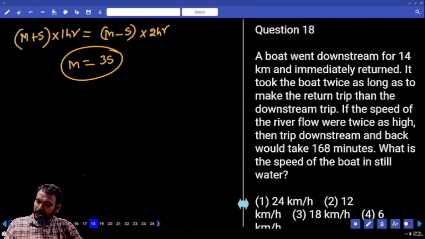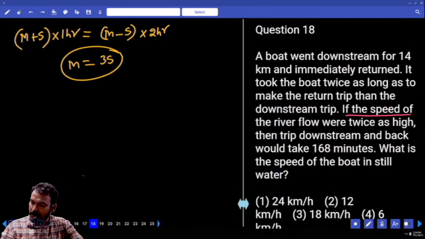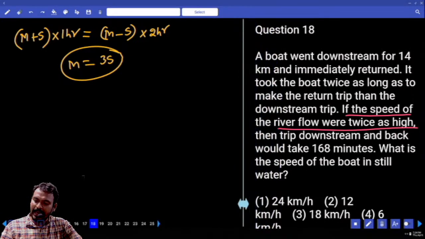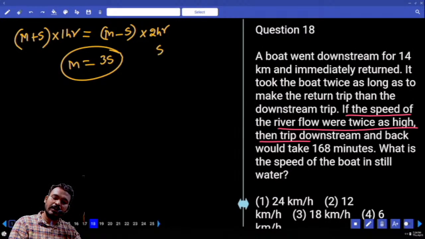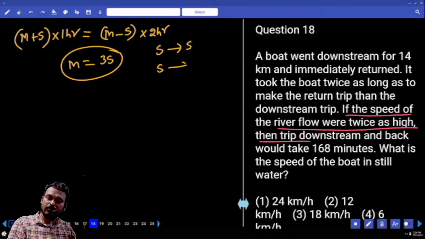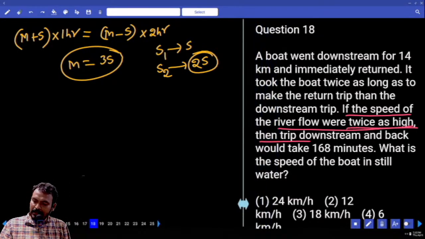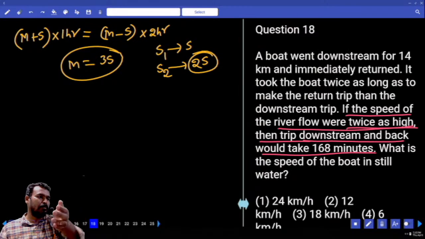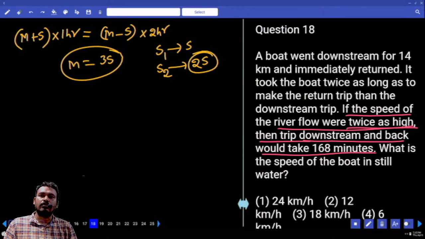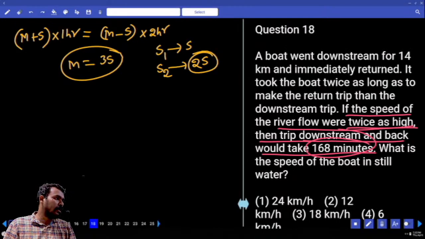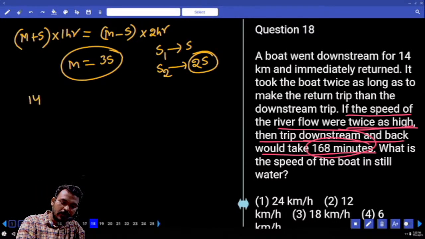But the next point is given: if the speed of the river flow were twice as high. What is the original case s value? S. But the new case s value is 2s. First case s value is s, but the second case s value is 2s. There are 2 cases. And twice as high, then the trip downstream and back would take 168 minutes, meaning A to B and back, upstream. The total time taken is 168 minutes, but the distance value is the same, 14 kilometers.